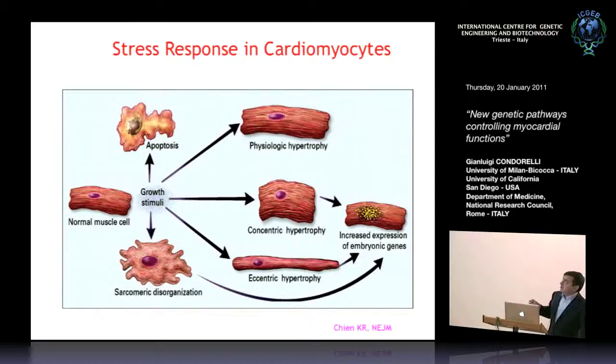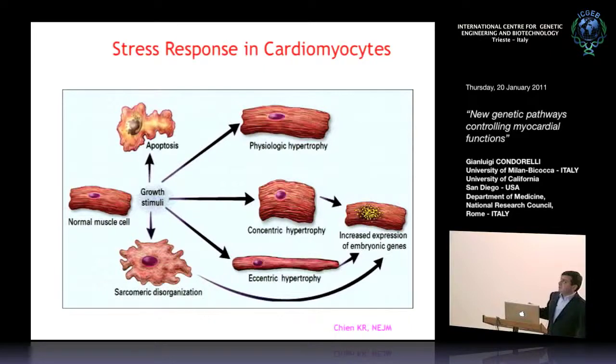So this is a slide that summarizes the types of hypertrophy that the myocyte can undergo, and there are two types. This is of course a general classification, but the myocyte can undergo a sort of physiological hypertrophy, whereby there is an equilibrated type of growth in both size and length. Physiological hypertrophy is also typical because there is a sufficient amount of capillaries that accompany the growth of the myocyte.